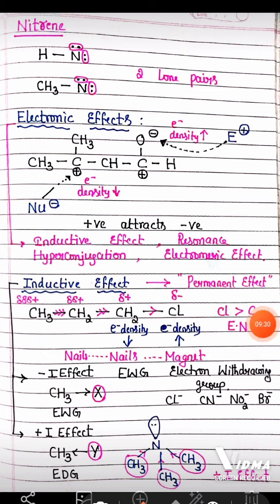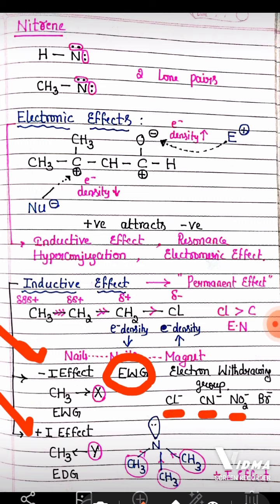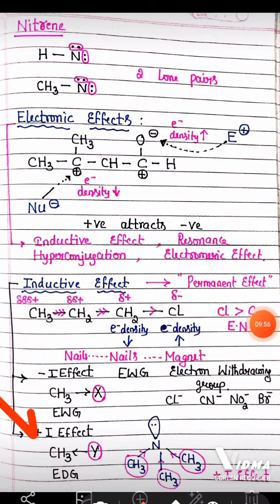Now there are two types of inductive effect, minus I effect and plus I effect. Negative inductive effect we can find due to the presence of electron withdrawing groups, like Cl, CN, NO2. If these groups are present on the carbon chain, they are going to withdraw the electrons and are responsible for negative inductive effect. And positive I effect is because of the presence of electron donating groups, like methyl groups, ethyl groups. Because of the presence of these electron donating groups, we can find positive inductive effect.